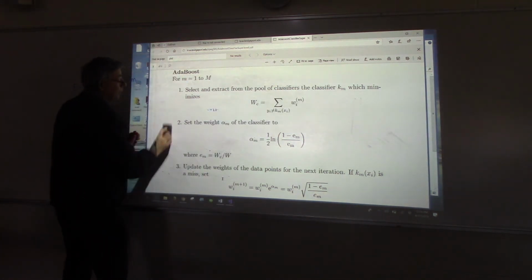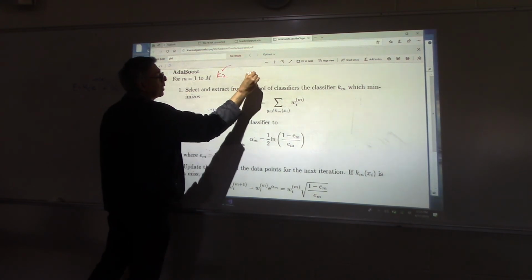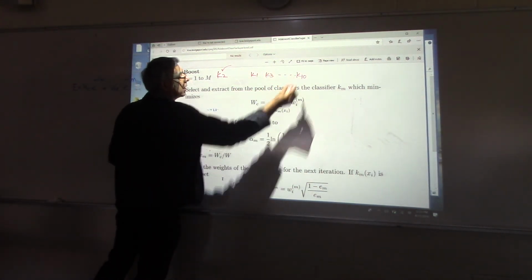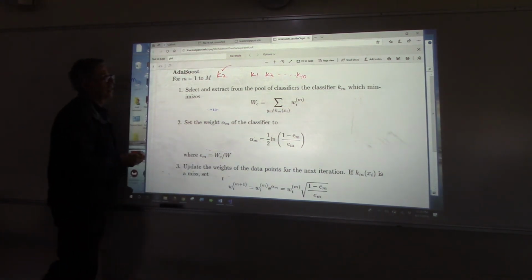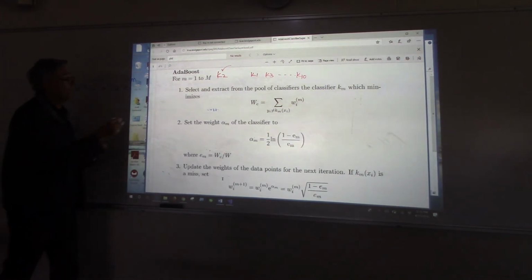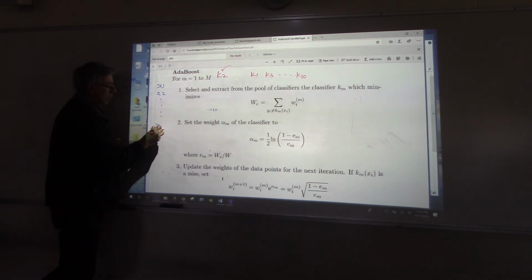So K2 has been picked. Now what is our remaining pool? K1, K3, and so on. Classifiers are 10, 9, so 9 are remaining, right? Samples are still 100, right?